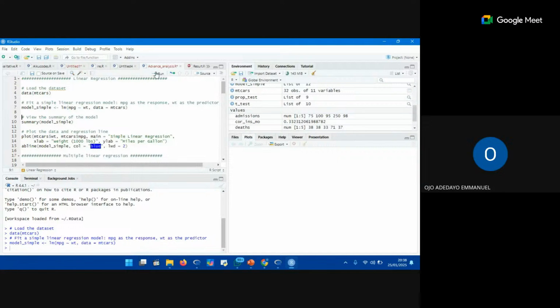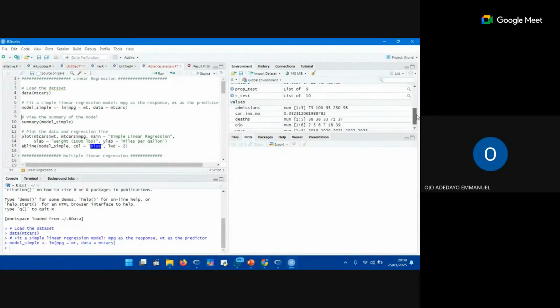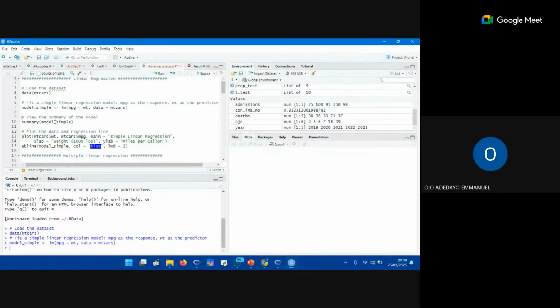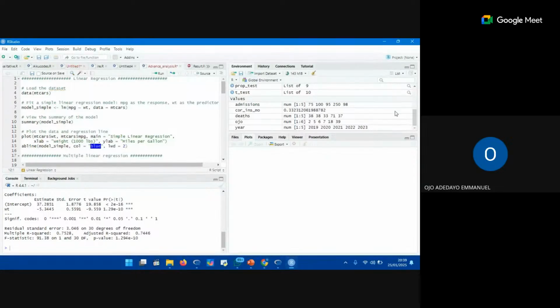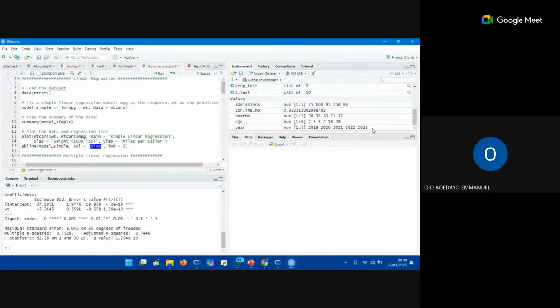Once you run the model, okay, then let us do the model summary. By the time we do the model summary, we're going to see some features there. Now, can you all see this? Can you see this, please? Yes, sir.